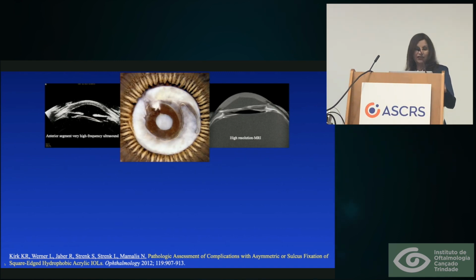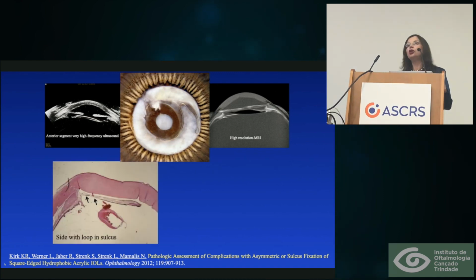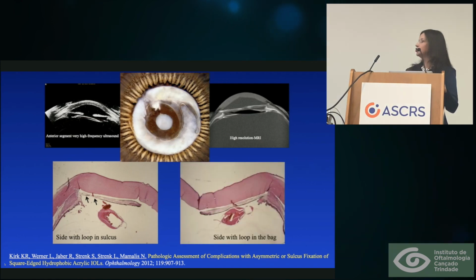But very importantly, when you look at the histopathology of the side of the eye where the haptic is in the sulcus, you can see disruption of the pigmented layer of the iris. Whereas when you see the histopathology of the side with the loop appropriately placed in the bag, you can see that there is no disruption to the posterior surface of the iris.